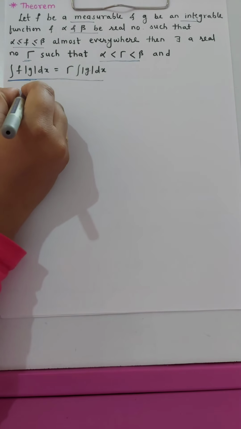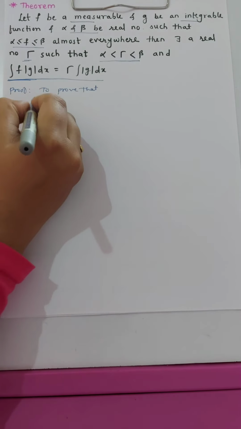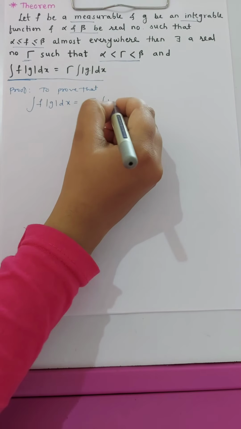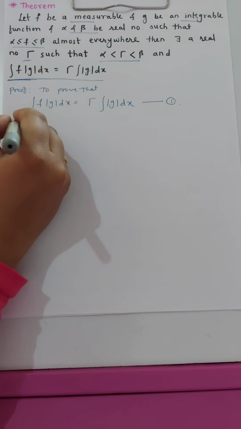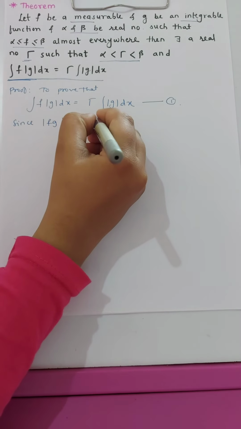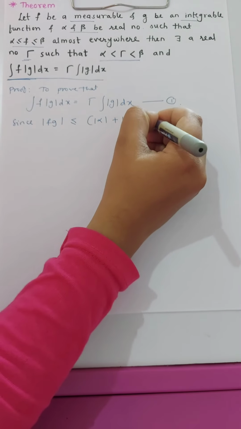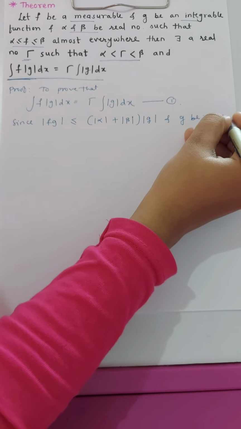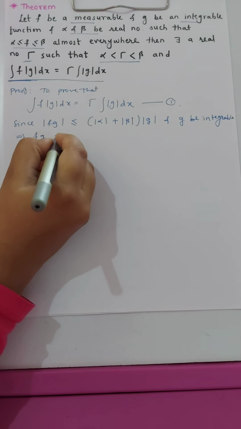So to prove that integration of f mod g dx is equal to gamma integration of mod g dx. Let this be number 1. Now since mod of fg is less than or equal to mod of alpha plus mod of beta into mod g, and g is integrable, this implies that fg is integrable.